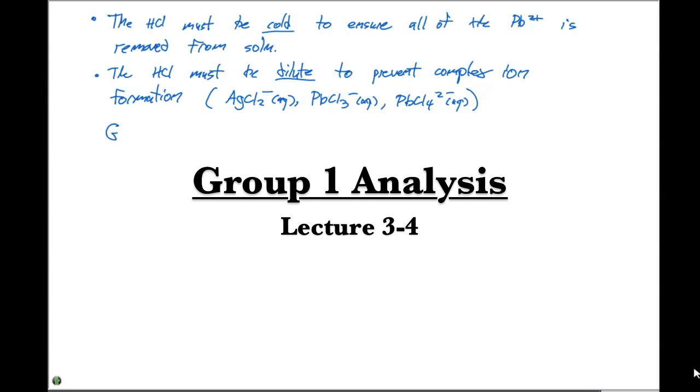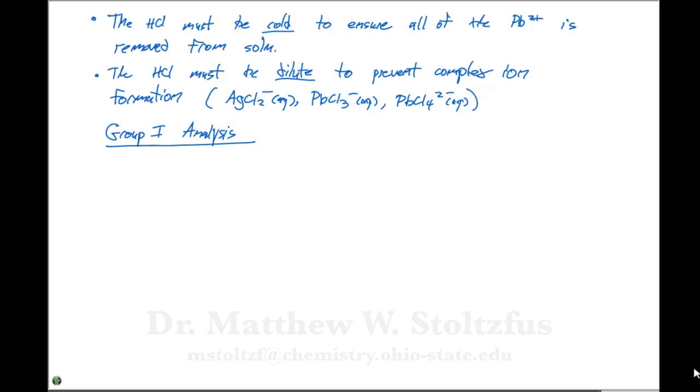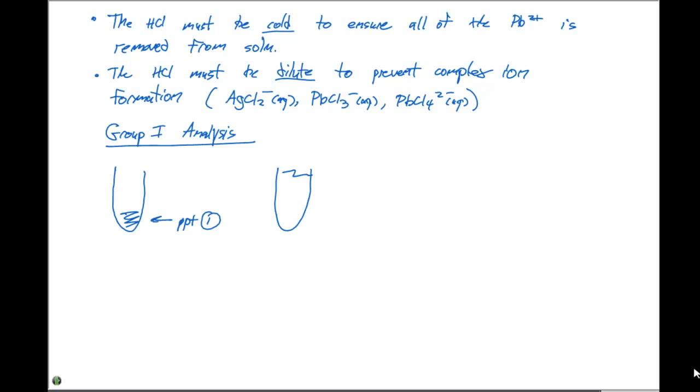If we look at our group 1 analysis, in order to separate these, when I precipitate something out, we can dump off the aqueous solution, or we can decant that solution. So at this point, when we added our HCl, we have precipitate number 1 down here, which contains silver chloride and lead chloride, and we have solution number 1 right here, which has our group 2 and our group 3 cations. We're going to save this for a later test.